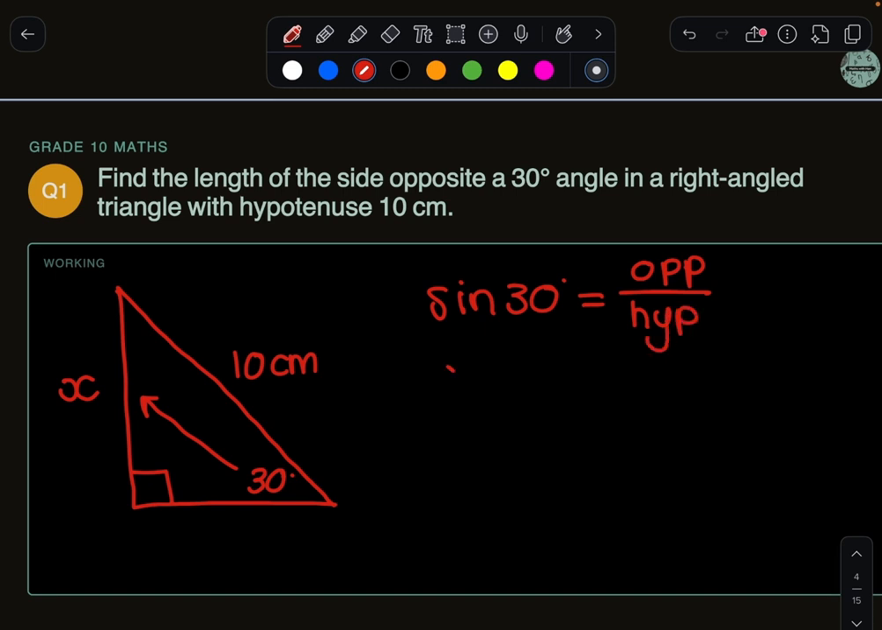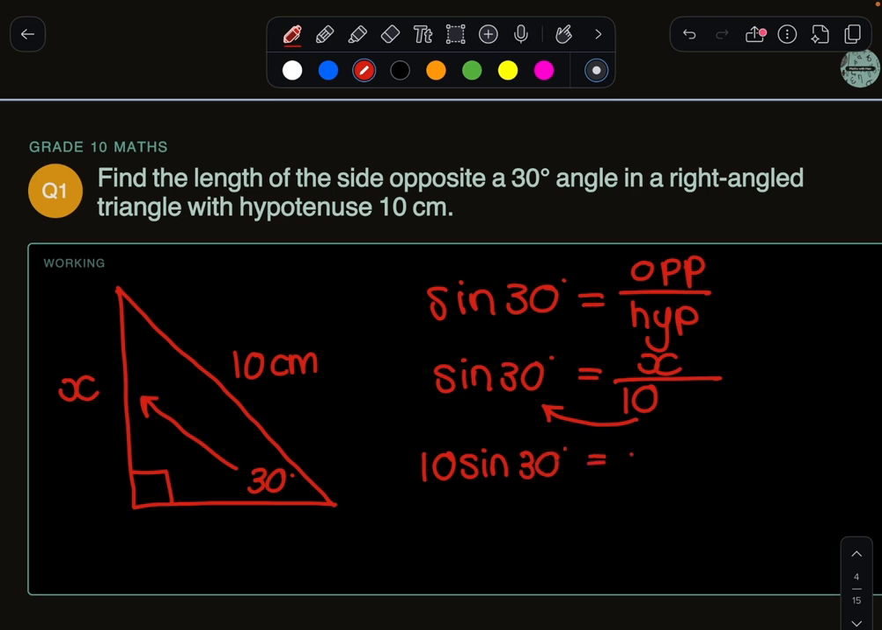So in this case, sine of 30, the opposite side we don't know, that's x. The hypotenuse they've given us is 10. We can take this across. I was dividing by 10. When I take it across, I'm going to times by 10. So 10 times sine 30 is equal to x.